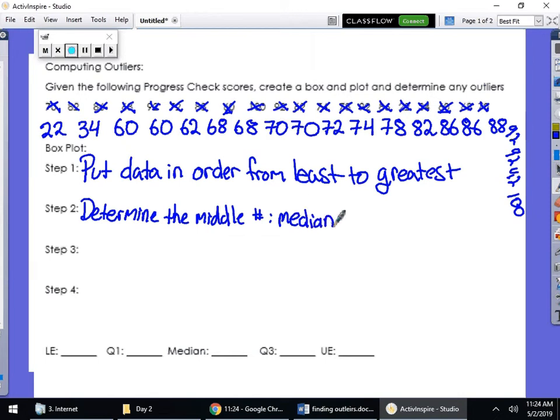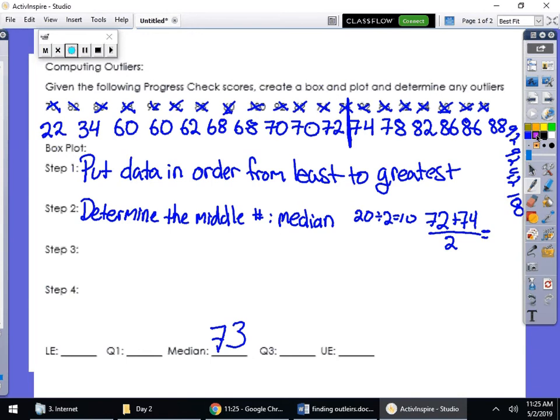The median divides the data in half, so if there's 20 numbers and we divide by 2, it gives us 10. So we know it's going to be 1, 2, 3, 4, 5, 6, 7, 8, 9, 10. So halfway is in between 72 and 74. And then 1, 2, 3, 4, 5, 6, 7, 8, 9, 10. So we're going to take 72 plus 74 divided by 2, and that will give us our median, which the value of the median is 73. So our median value is 73.